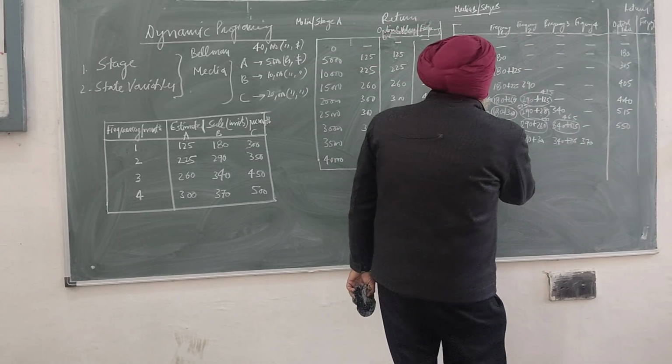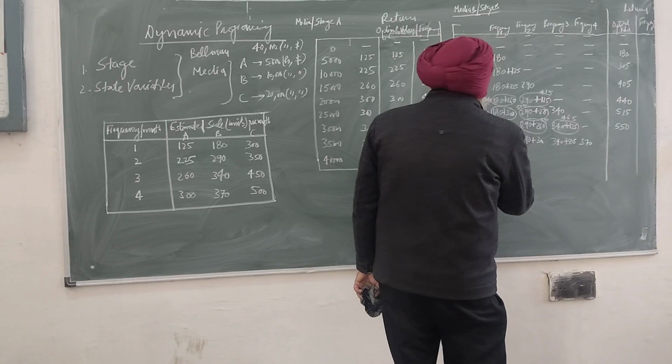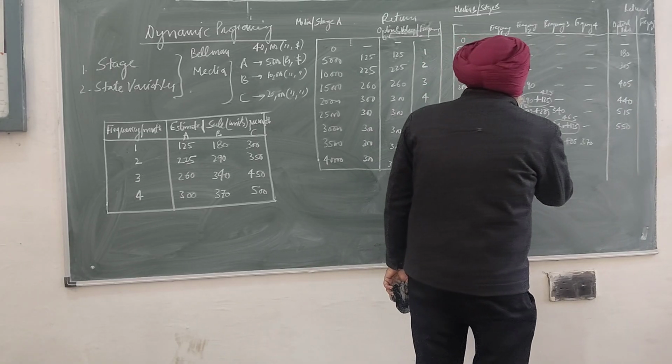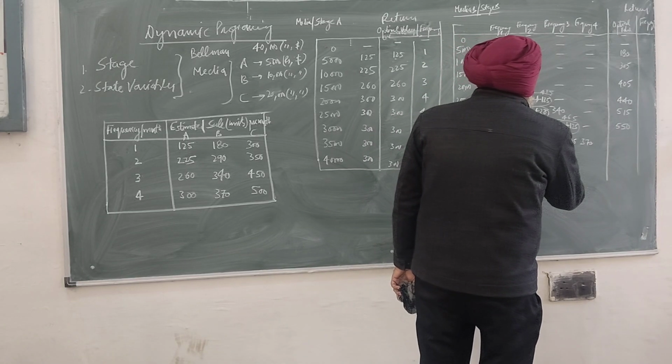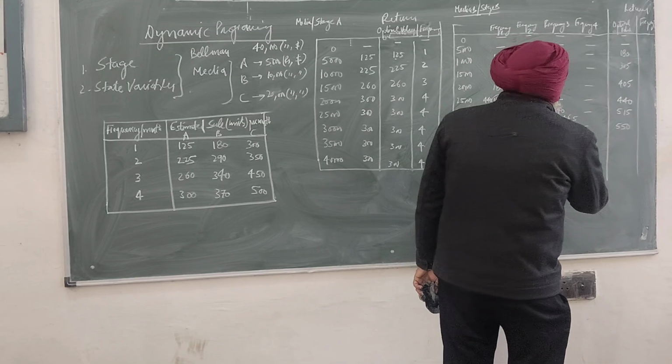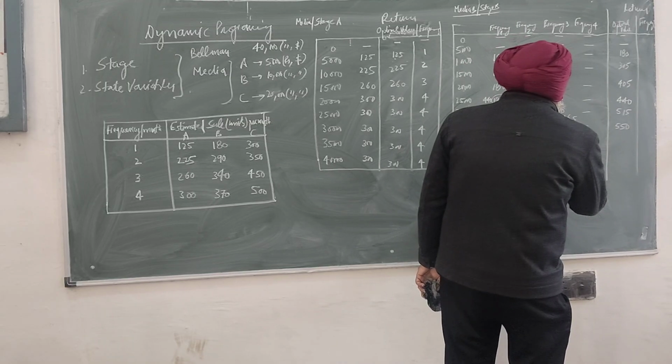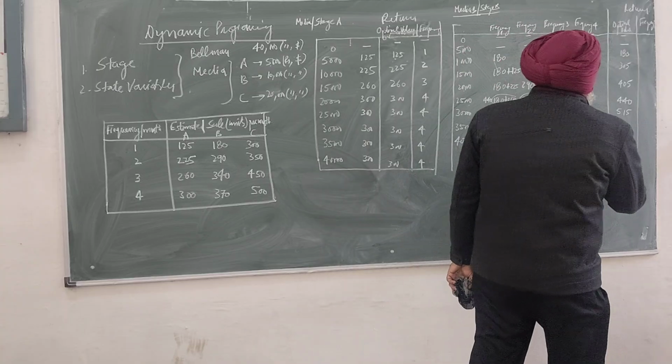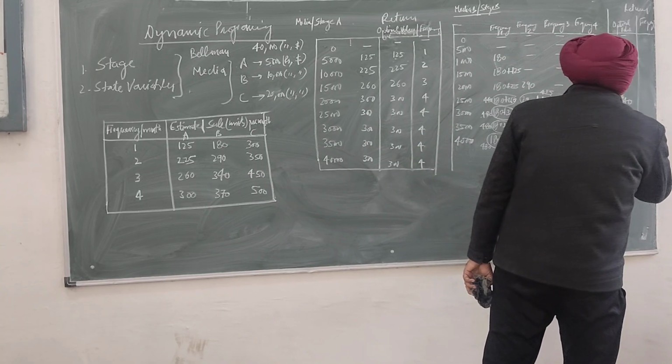Then go to again this one. This is 480. What is this value? This is 590. And what is this value? This is 565. Again, this 590 is the highest value.